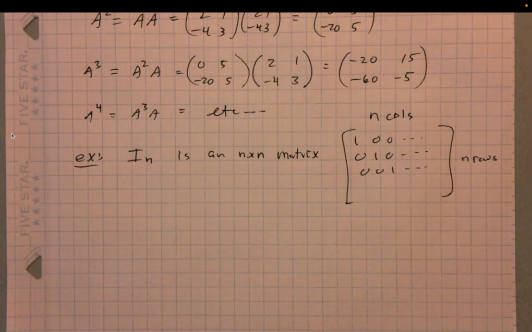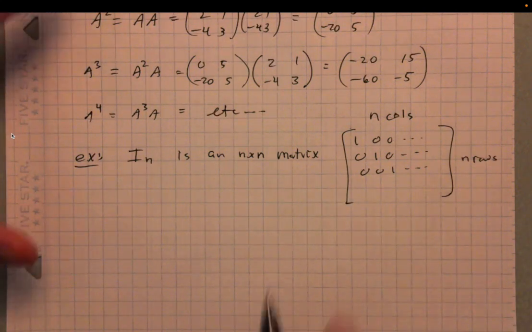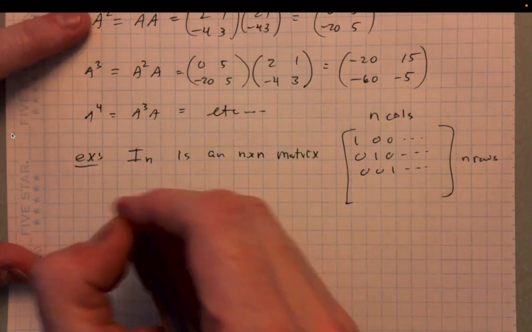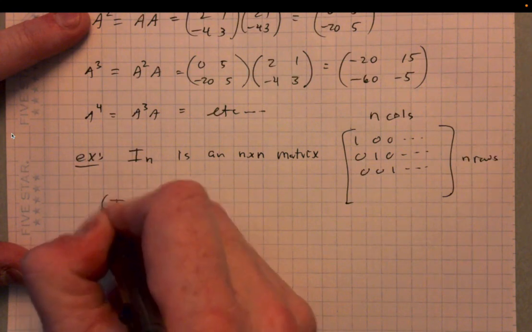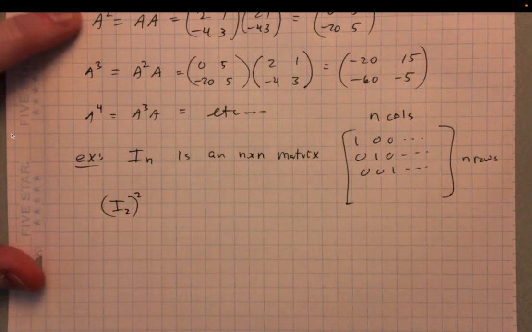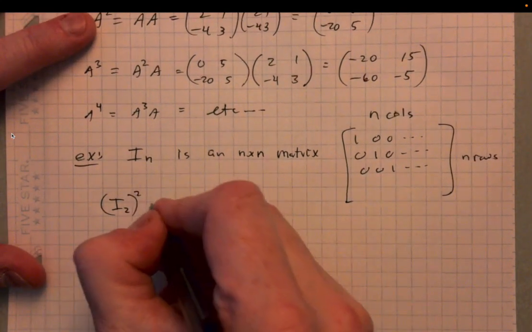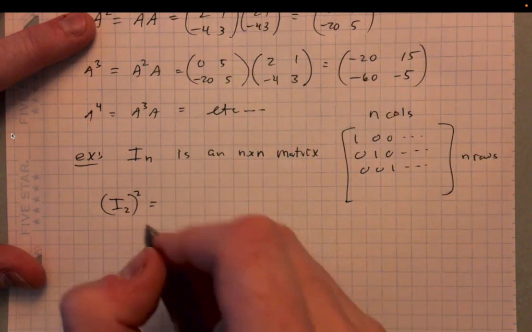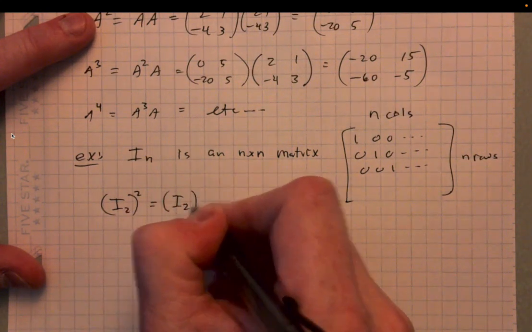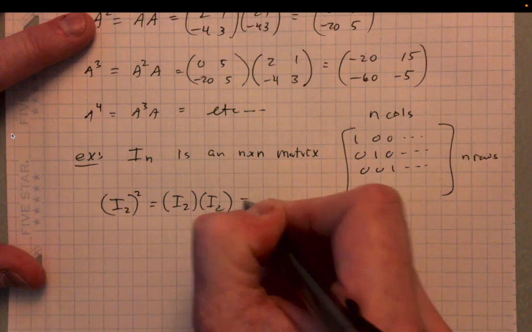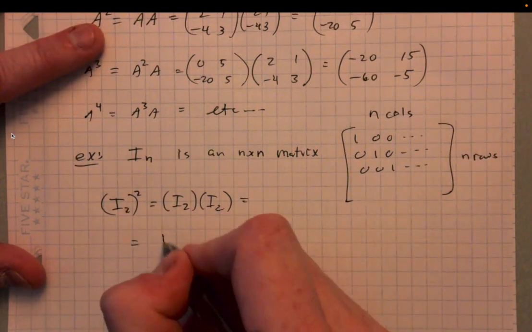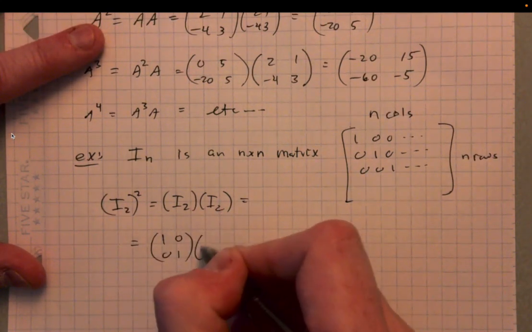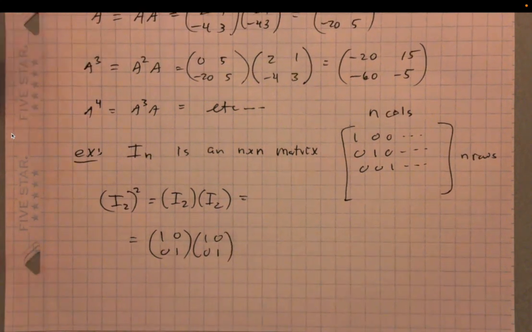Okay, and so the identity matrix, it's called the identity matrix for a couple of reasons. One of the reasons is that if I square the identity matrix, so here I'm taking I2, I know that's I2 times I2, which, let's write the actual matrix, is [1, 0; 0, 1] times [1, 0; 0, 1]. Now what happens when I multiply these together?